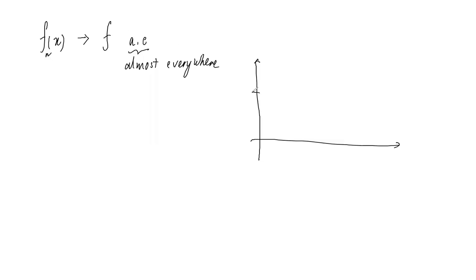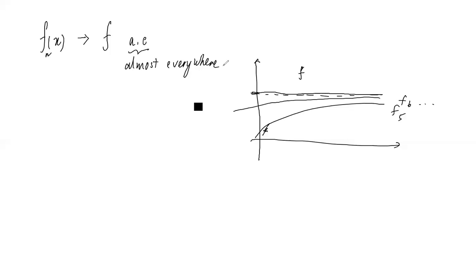Suppose you have this. So this is your f. You may have your fn, so you may have some f5, f6 or whatever. So in the limit, your fn is converging to f.